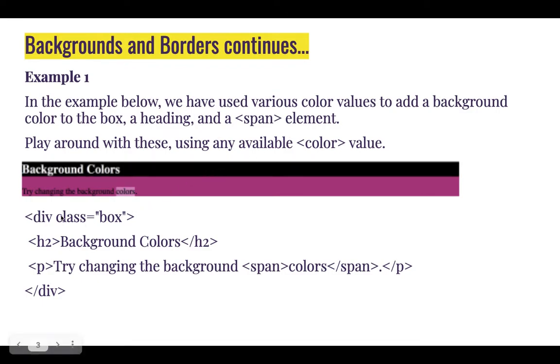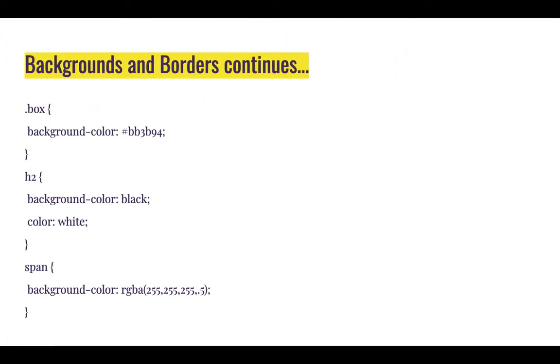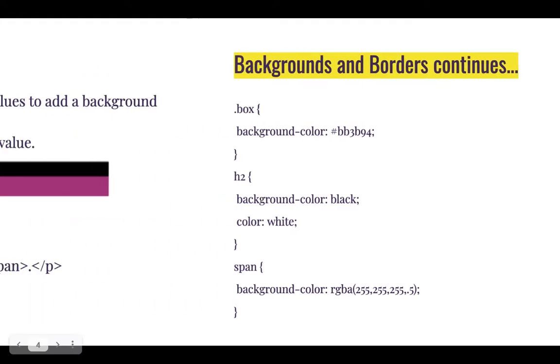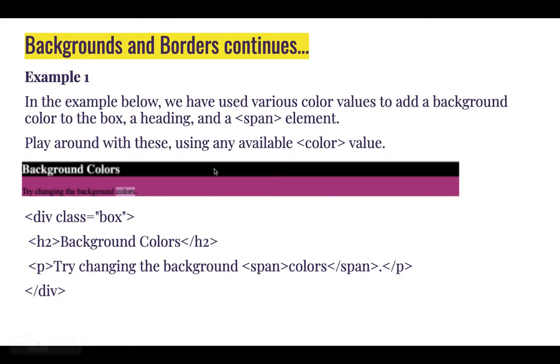So this is the container for our heading and our paragraph, and we gave the div a class of box. Using CSS, we added a background color of this hexadecimal notation to the box, and we gave the H2 heading a background color of black, and we set the color of the text to white. For the span, we gave the span a background color using RGBA values, and when you run this in your browser, this is what you should see.